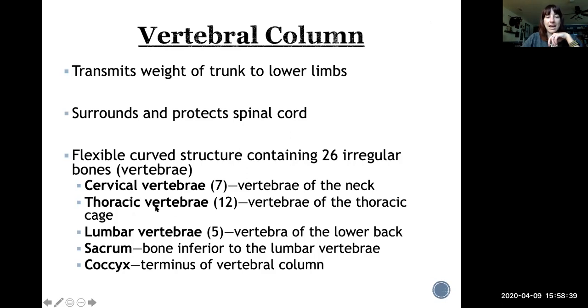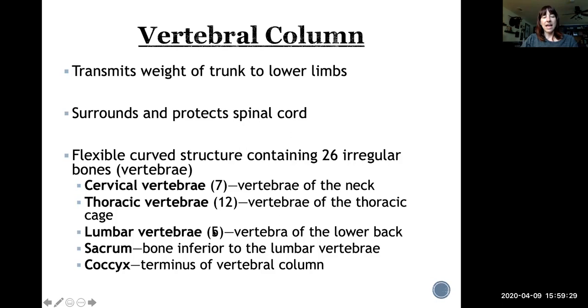Your thoracic vertebrae, T1 through T12, are the vertebrae that are associated with your thoracic cage. So these are the vertebrae associated with your rib cage. Each one of your thoracic vertebrae is made in order to associate with a rib. Anything below that is lumbar vertebrae, of which you have 5. These are the big, hefty, chunky guys, the vertebrae of your lower back. So you have C1 through C7 cervical vertebrae up by your neck, and T1 through T12 thoracic vertebrae of your upper back, having to do with your thoracic cage.